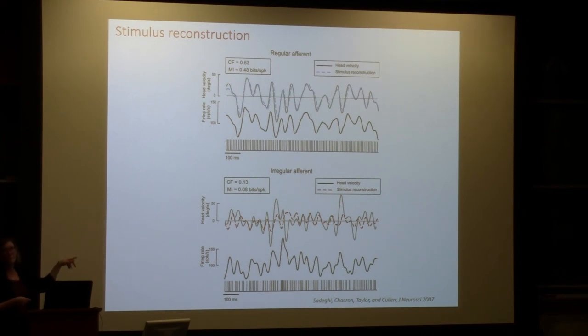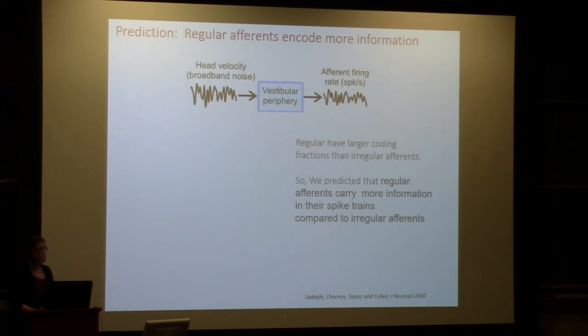This is the more recently developed stream. So the question is, what is it doing? Okay. So as I just mentioned, regular afferents have better coding fractions than irregular. So this suggests that you probably also have better information coding.